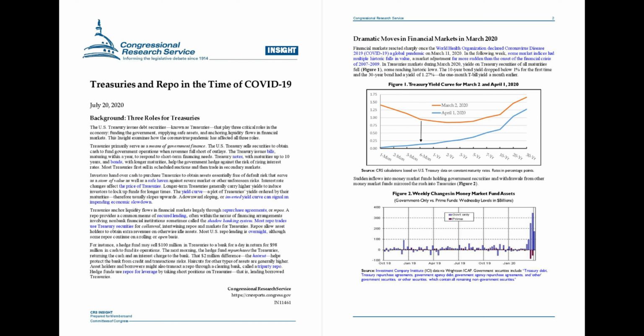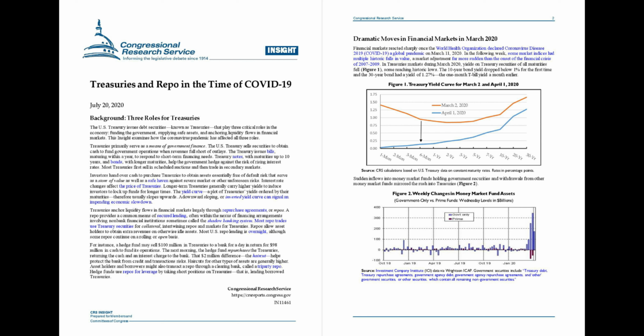For instance, a hedge fund may sell $100 million in Treasuries to a bank for a day in return for $98 million in cash to fund its operations. The next morning, the hedge fund repurchases the Treasuries, returning the cash and an interest charge to the bank. That $2 million difference, the haircut, helps protect the bank from credit and transactions risks. Haircuts for other types of assets are generally higher. Asset holders and borrowers might also transact a repo through a clearing bank, called a tri-party repo. Hedge funds use repos for leverage by taking short positions on Treasuries, that is, lending borrowed Treasuries.